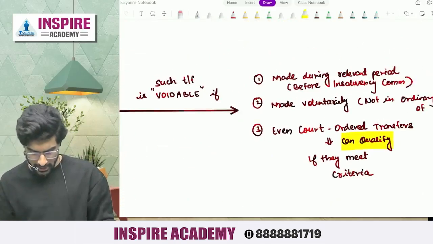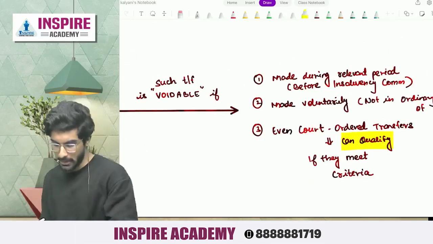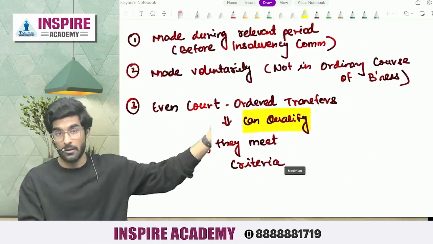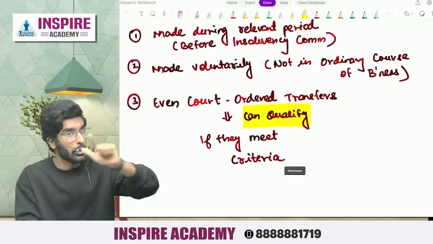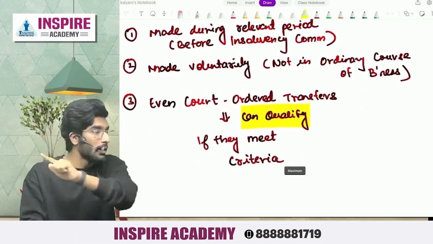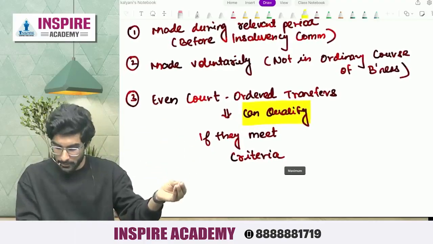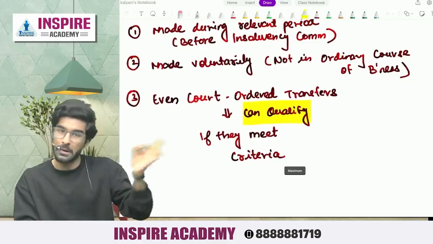So such transactions or transfers are voidable if three things happen. Number one, it is made during the relevant period. We understood, people? Number two, it is made voluntarily, not in the ordinary course of business. Number three, even court ordered transfers can qualify as preferential transactions that can be reversed. Okay.